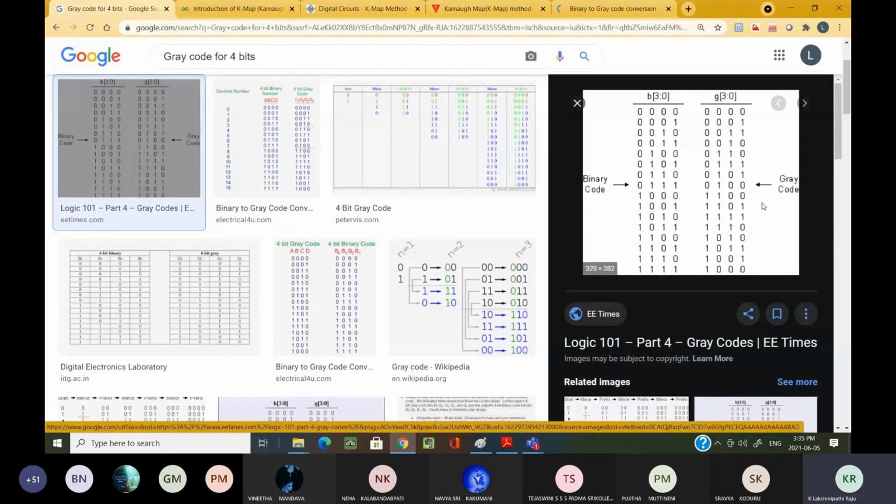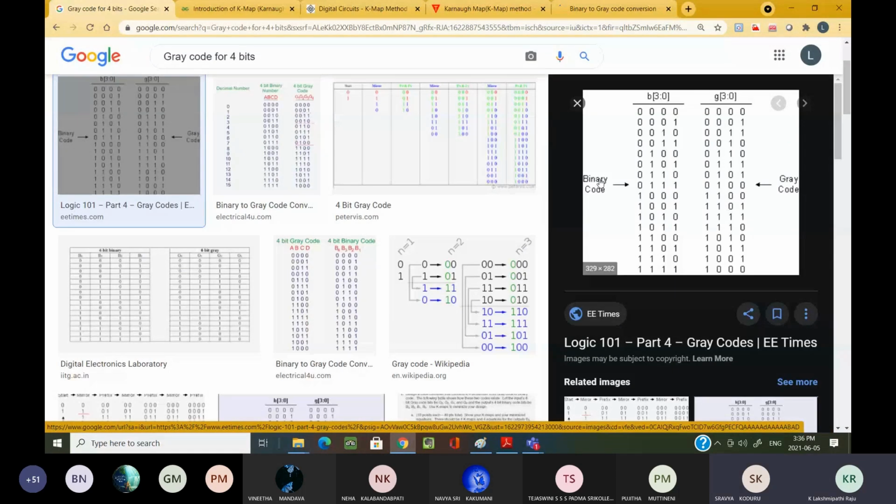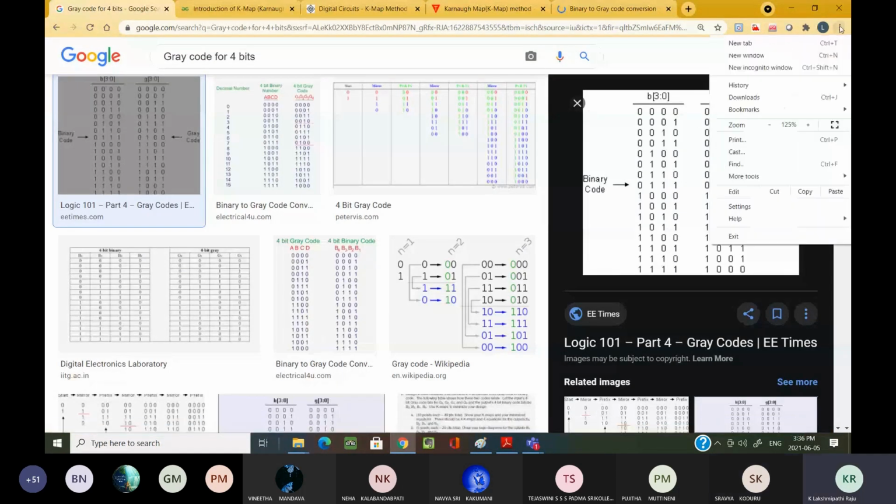I hope, are you able to see my screen? Yes, sir. Can you increase the font a little bit?